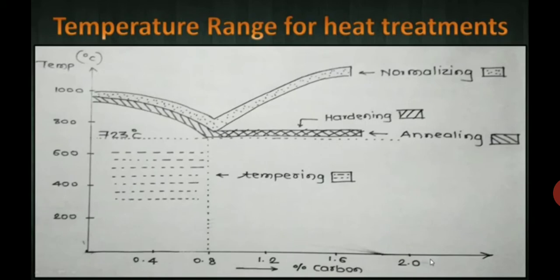Let us see the temperature range for heat treatments. In this slide, you can see this is the range for normalizing, and this is the range for annealing. In annealing and normalizing, the material is heated above its critical temperature. Also, you can see this is the range for hardening, and tempering is done below critical temperature, and the temperature range can be seen in the diagram. Let us see the heat treatments one by one.